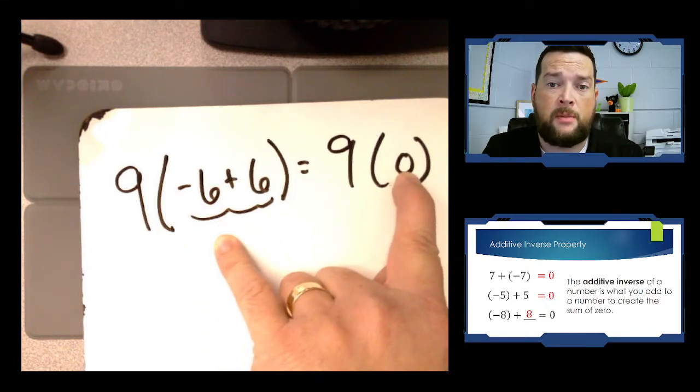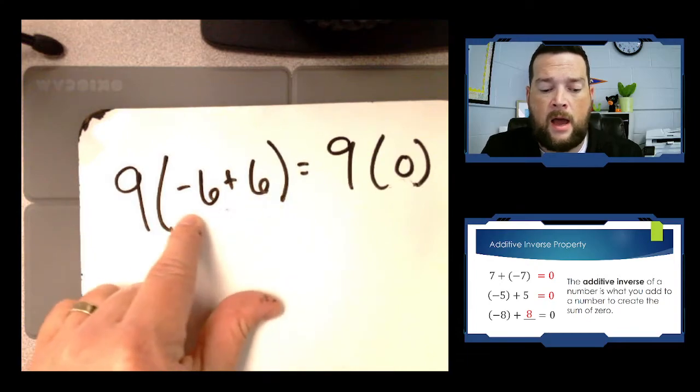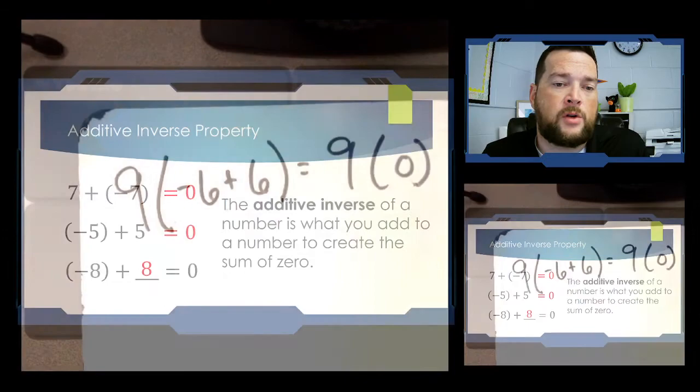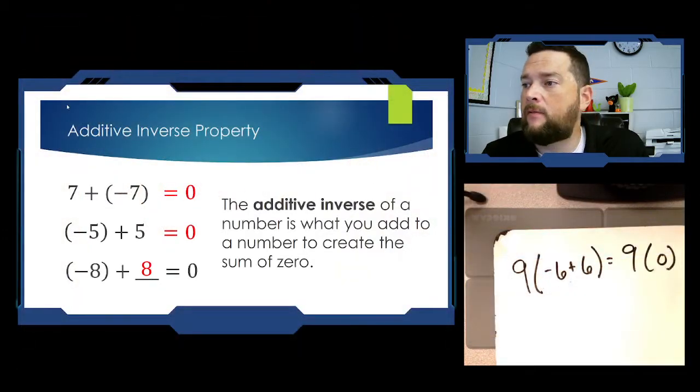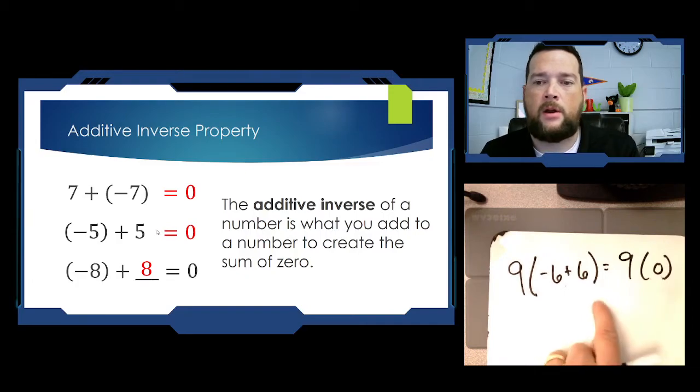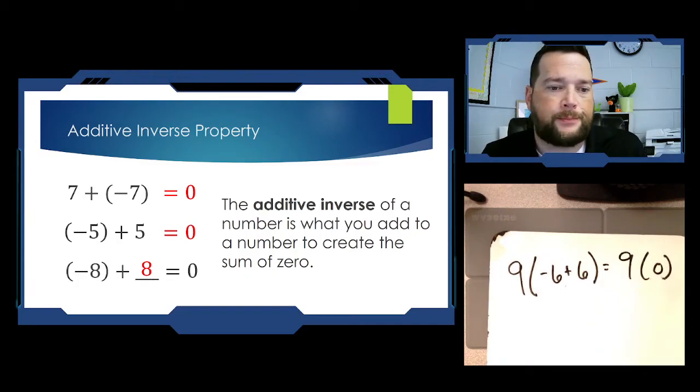So we've just simplified the inside of the parentheses, and the math law that we used is this additive inverse property, all right? The additive inverse property says if you add two opposites, you're going to get an answer of 0, and that's what we've illustrated right here in this example, all right?